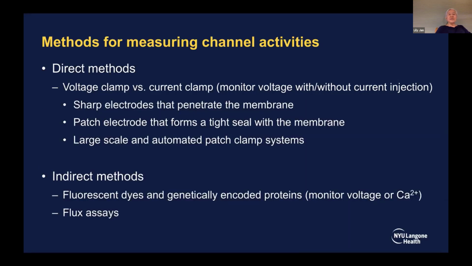And we can use different kinds of electrodes. We can use sharp electrodes that penetrate the cell membrane, or we can use patch electrodes that form a tight seal with the membrane. And so these are direct methods. And I will also get into indirect methods that measure the channel activity by monitoring ion fluxes or monitoring the fluorescence of sensors for voltage or calcium.